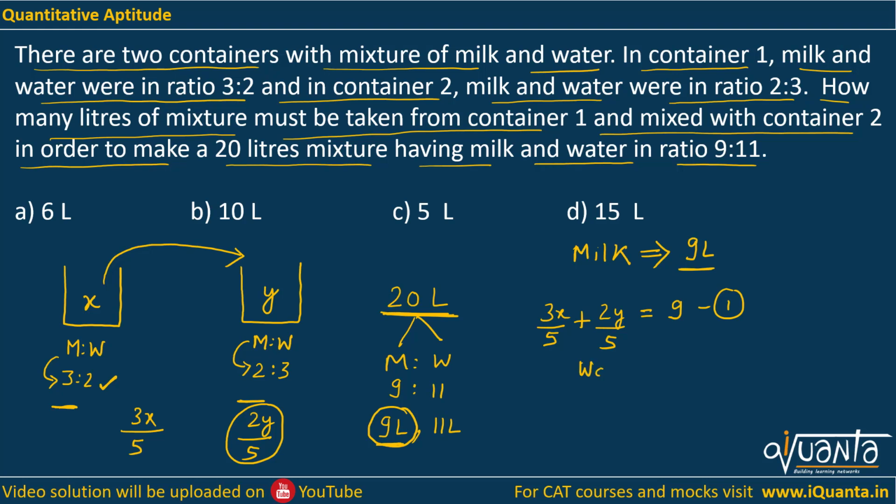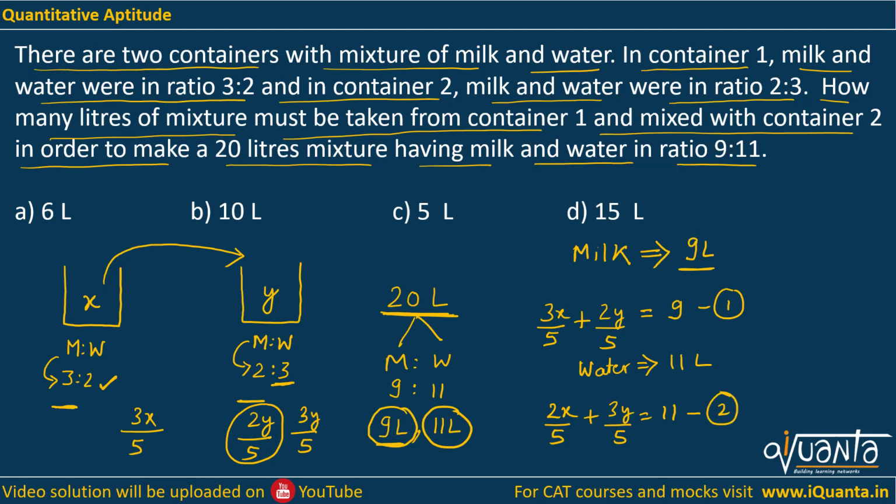Similarly, if I talk about water, total water should be 11 liters at last. It is given over here. So water from container 1 would be 2x by 5, and water in container 2 will be 3y by 5. I hope this is understood. So 2x by 5 plus 3y by 5, this should be 11 at last. So this is equation number 2.